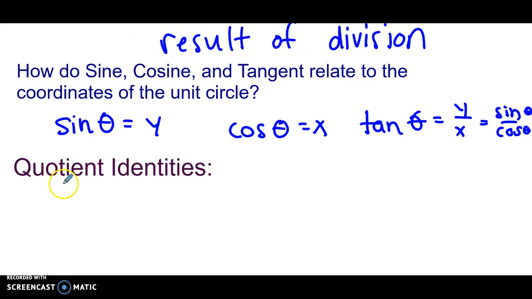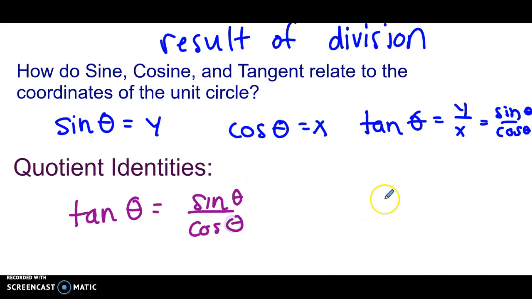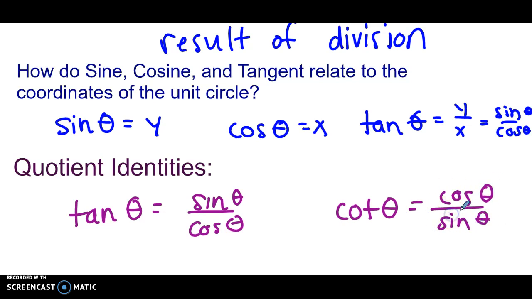All right, so using this, we have two quotient identities. One involves the tangent of theta, which we know as sine over cosine of theta. The other quotient identity has to do with cotangent of theta, which is cosine of theta over sine of theta. Quotient, the result of division.